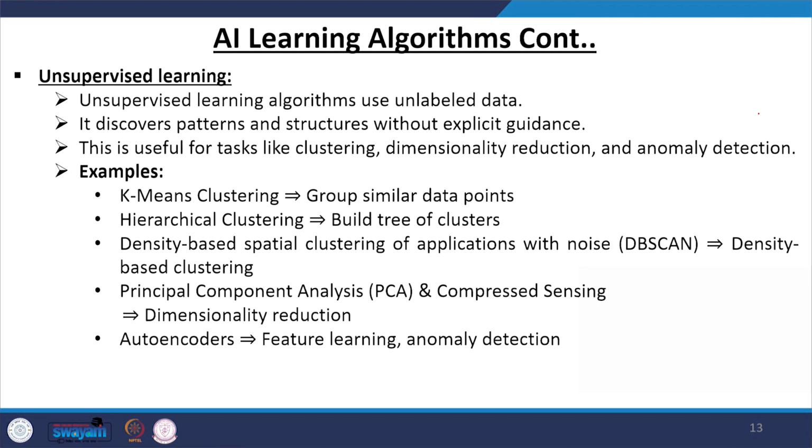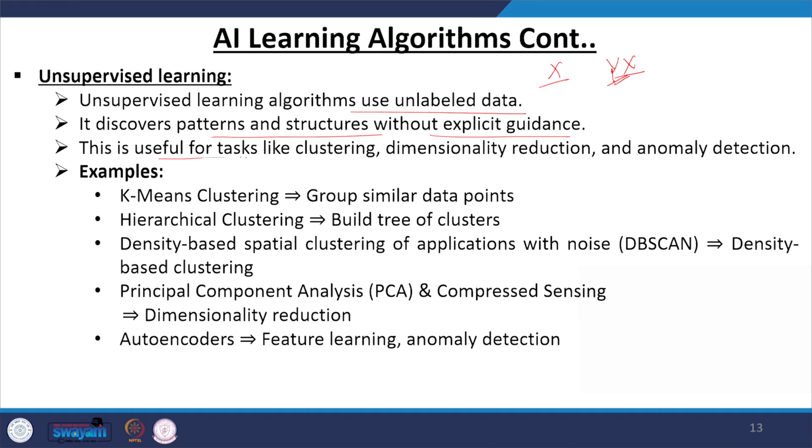Now, what is unsupervised learning? For unsupervised learning, you have only X, not Y. That means you have only the input data, but you do not have the output data. Those are unlabeled data. You just give a cluster of data to the learning module and let it decide the pattern and the structure without explicit guidance. That is why it is called unsupervised. There is no output to supervise the training process of that AI algorithm.